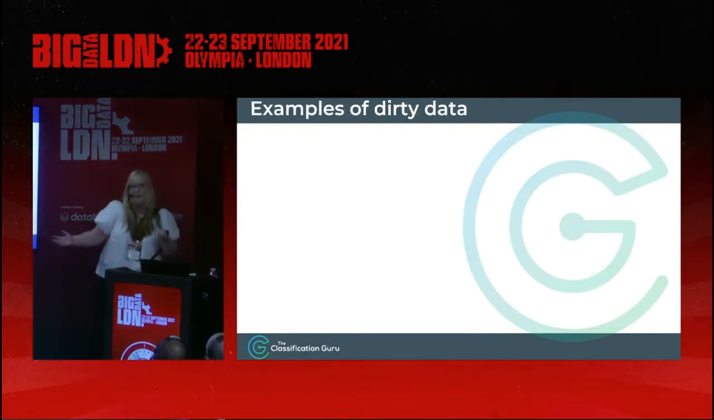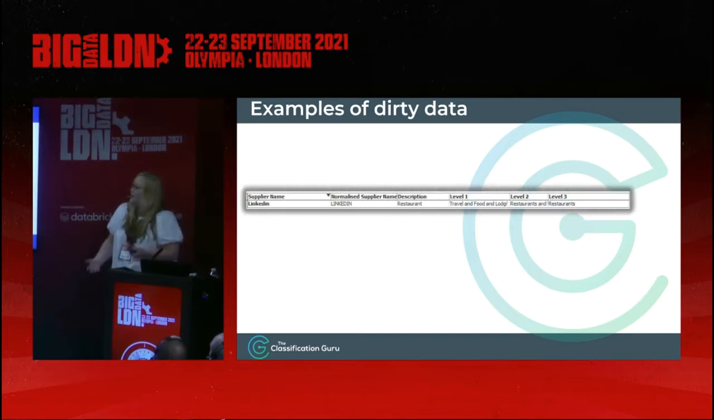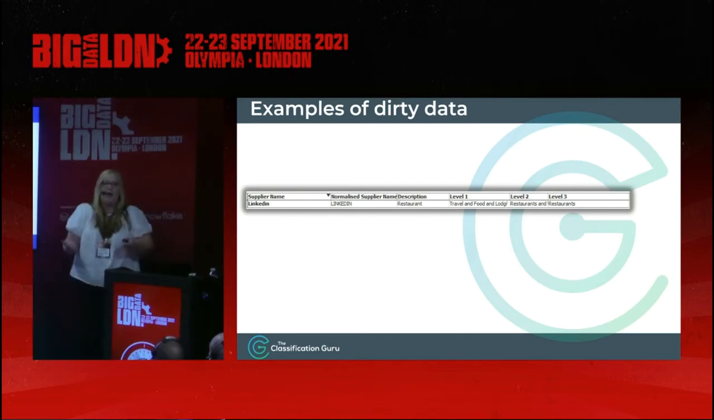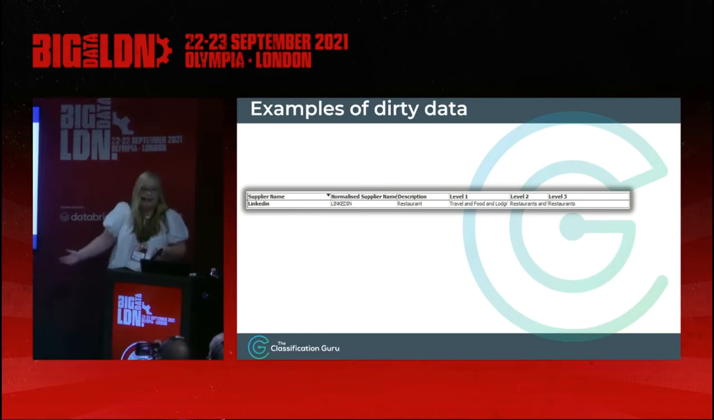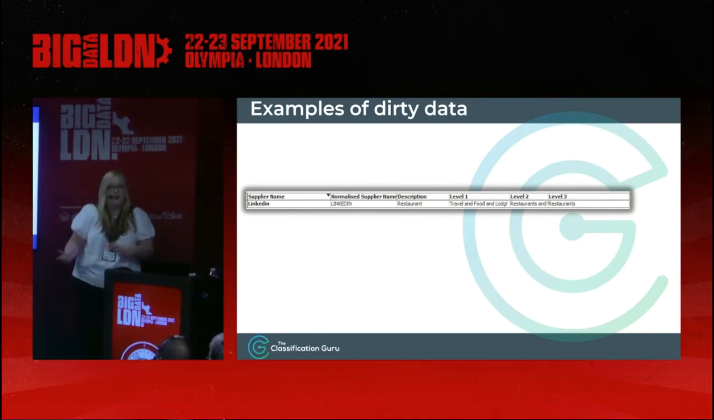So what about examples of dirty data? Well, as I say, I work with spend data classification mainly, so I wanted to show you a couple of examples that you would think might be really obvious to you or I, but actually have occurred. So first of all, we have LinkedIn, that well-known social networking platform, that training platform, that recruiting platform. What it is not is a restaurant. That is what somebody classified this as because the description said restaurant.